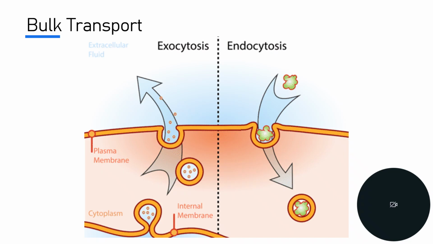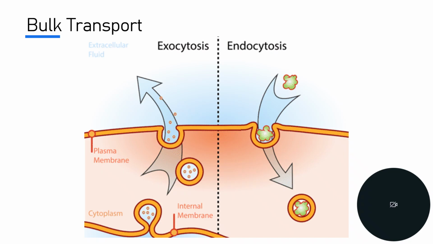So this process is used a lot by our immune system. White blood cells will go in and they'll quite literally just eat bacteria and viruses, and then they'll dispose of them. So that's another way that we use exo and endocytosis.